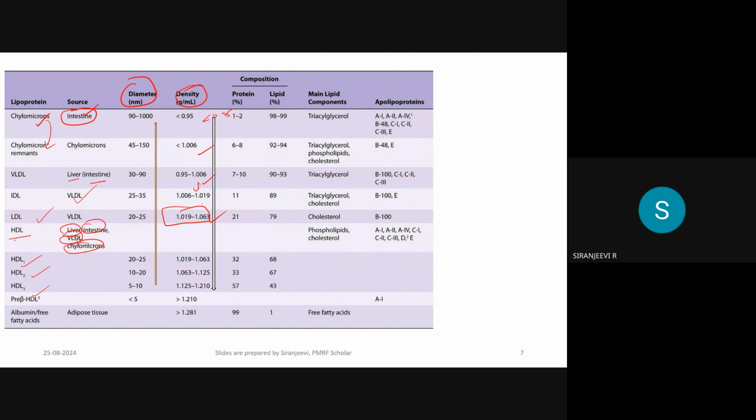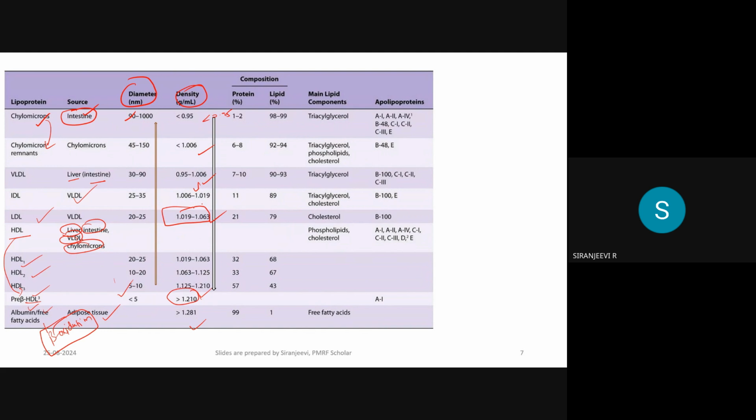The precursor molecule for the HDL is pre-beta HDL, that is having high density in the system. And there are other lipoproteins such as the albumin and then the free fatty acids. This we will see before beta oxidation, how albumin, those things are playing an important role in the system. And this forms in the adipose tissue, and that is having the highest density. If you correlate with the diameters, the chylomicron has the highest diameter when compared with the pre-beta HDL.